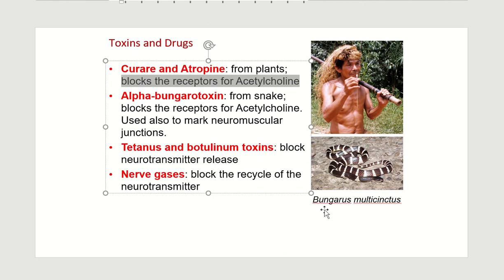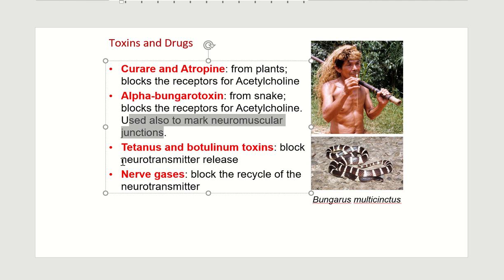Alpha bungarotoxin comes from this snake. It also blocks receptors for acetylcholine. It is used in research to tag neuromuscular junctions so that you can determine, for example, how many neuromuscular junctions a person has.